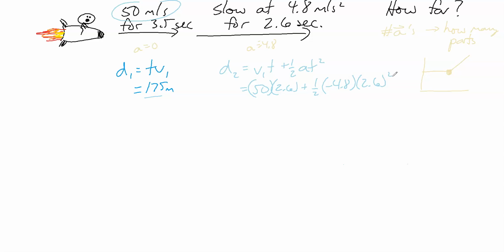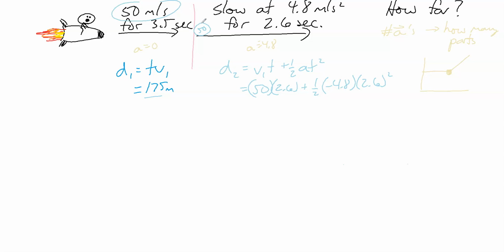So don't mix pieces together. The 3.5 and the 2.6 seconds are totally separate things. The 4.8 only exists in the second part. There's like a little boundary between the two. The only reason I was able to use the 50, which is first part information, in the second part is because when you start the second part, he's still going 50 meters per second. Okay, and that's why I'm able to incorporate it.